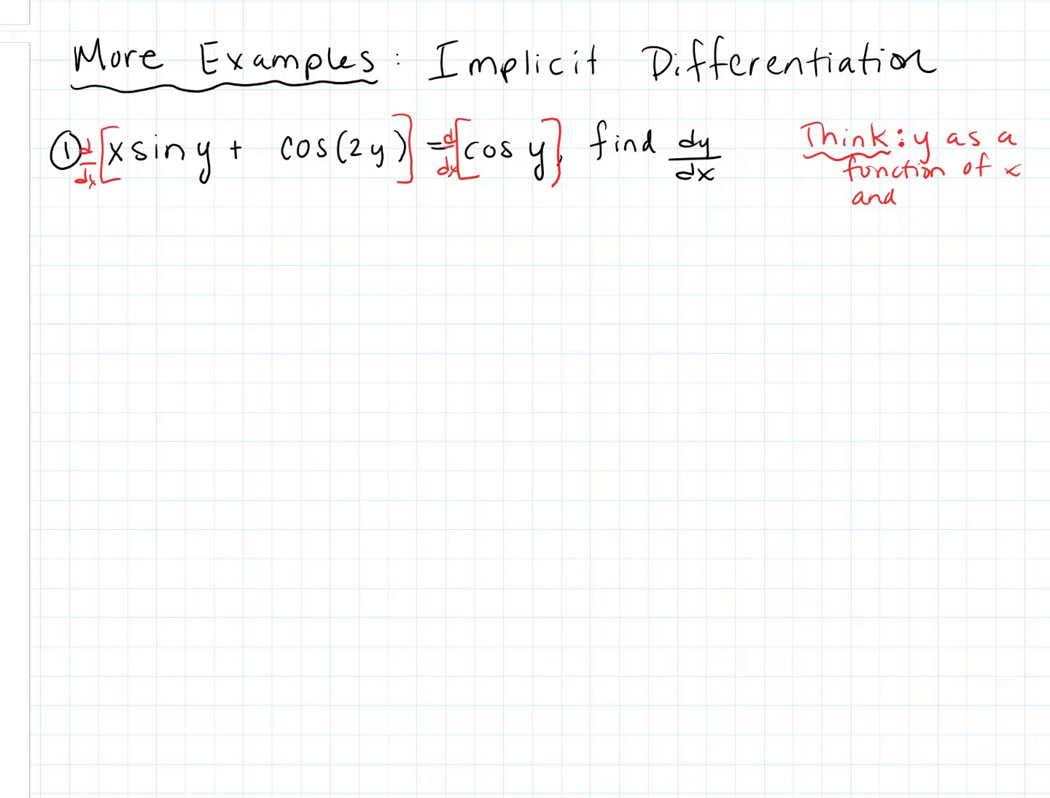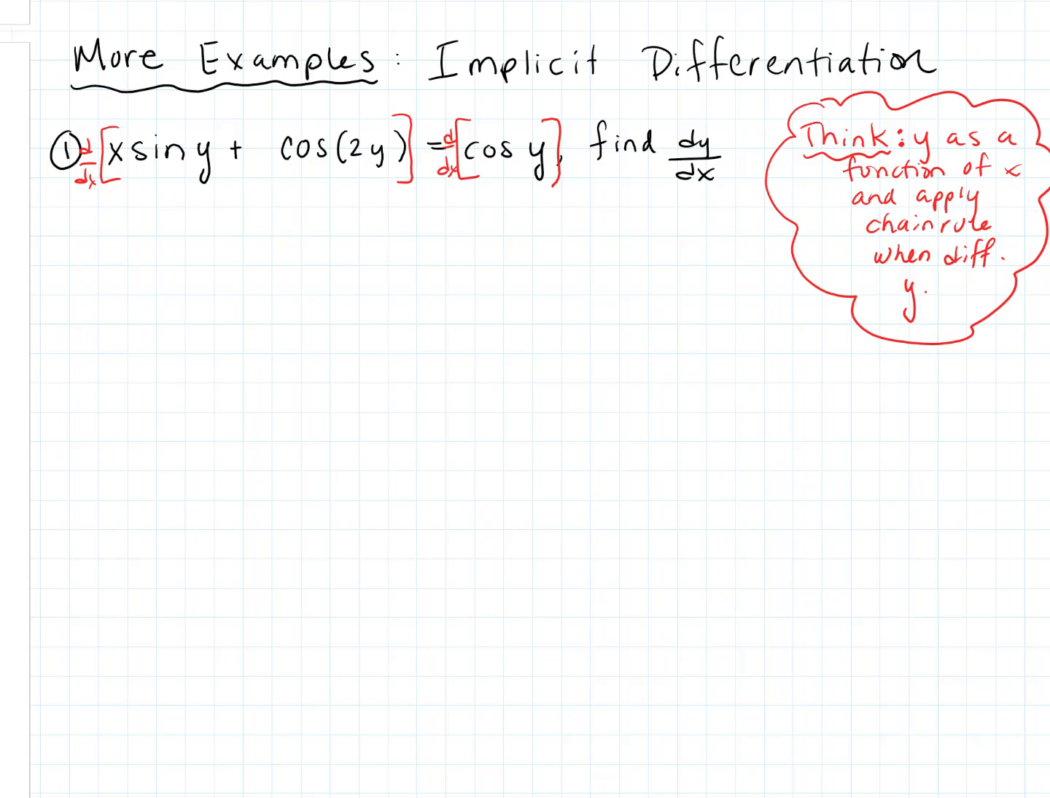So apply chain rule when differentiating y. Okay, so that's kind of our very general idea. On the first video, I went through a lot of steps, but that's our idea right there. Now, when I come across this first term, it's x times sine of y, and so I'm going to have to apply product rule here as I differentiate this. So we'll go ahead and do that.